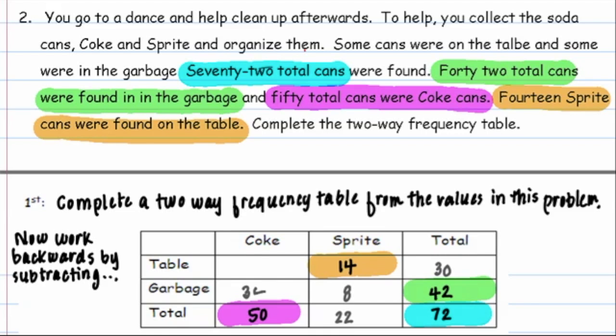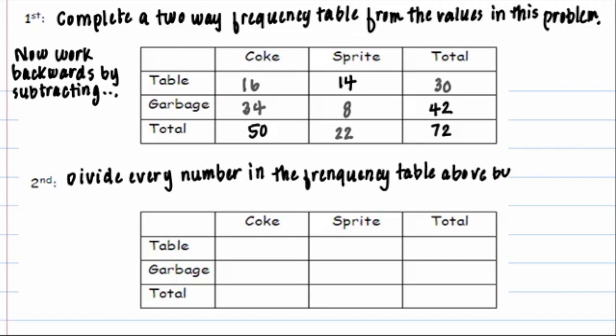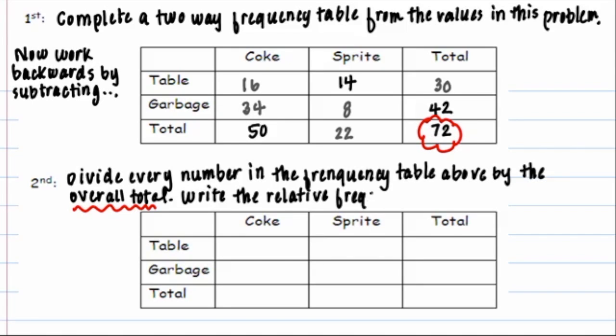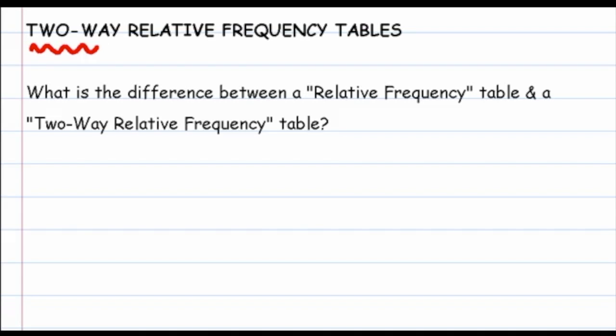Now, just like in the last example, I'll work backwards to fill in my missing figures. Now we'll move on to divide every number in the frequency table by the overall total. In this case, the overall total is 72. We're going to write our relative frequencies as fractions and as percentages. So I've shown all the work here so you can see the mathematics behind our percentages. Notice that our overall total adds up to 100% as it should.